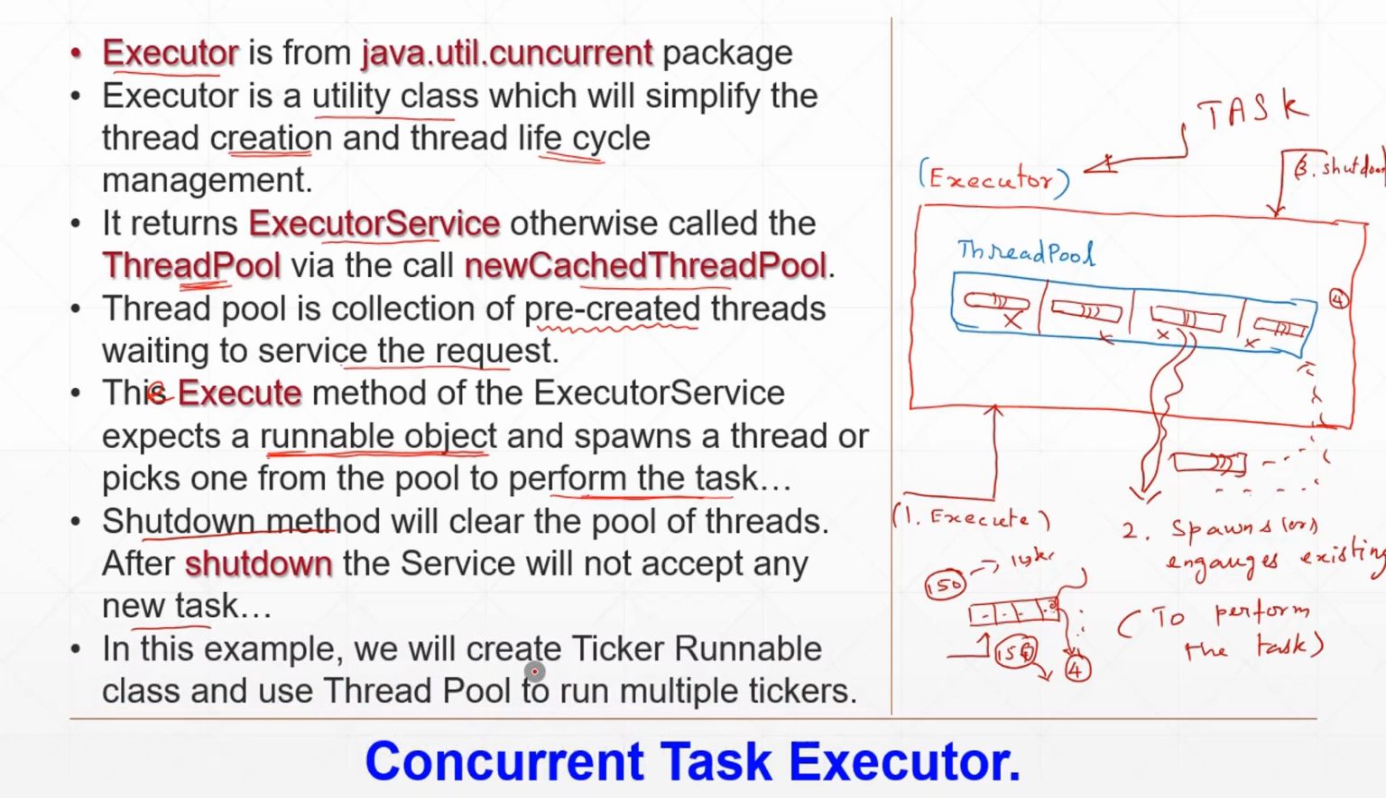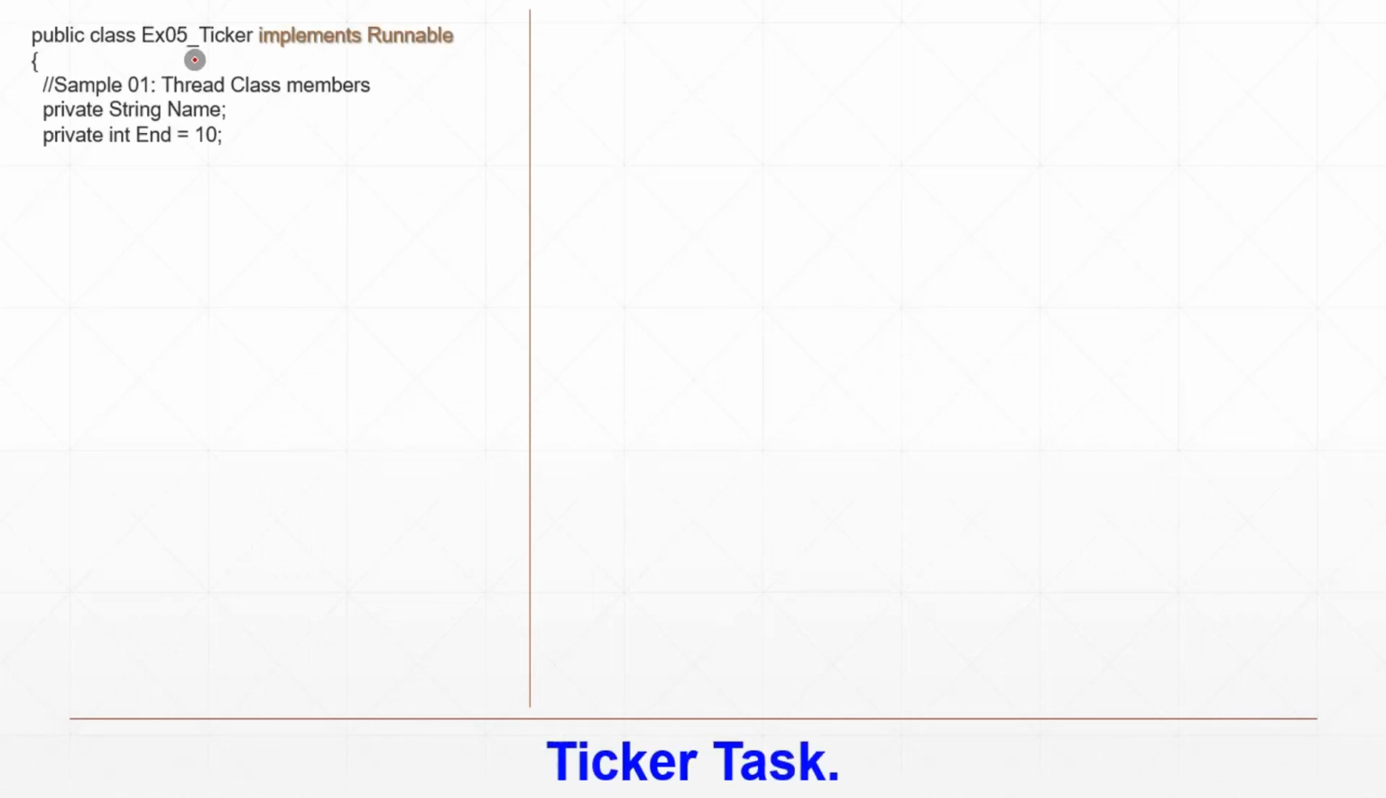Alright, in this video we will create a ticker runnable class and use ThreadPool to run multiple tickers. We already used the ticker, so it will be a thread that prints the sequence of numbers. So here if you see, our class name is ticker, which implements the runnable interface. Here we have a string. This is to denote the thread name, and another one is integer.